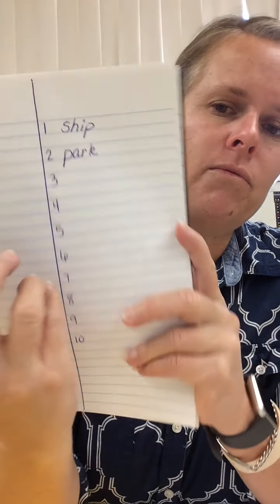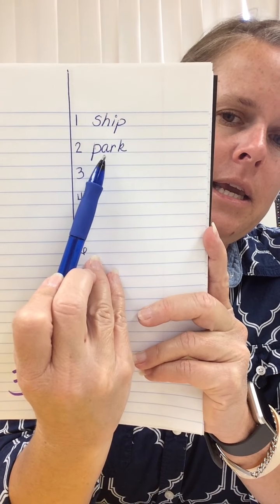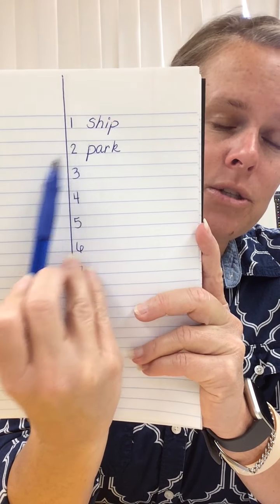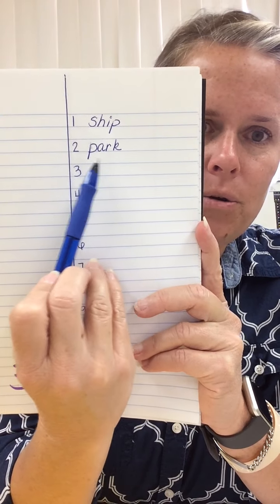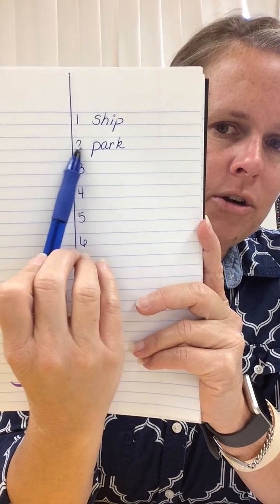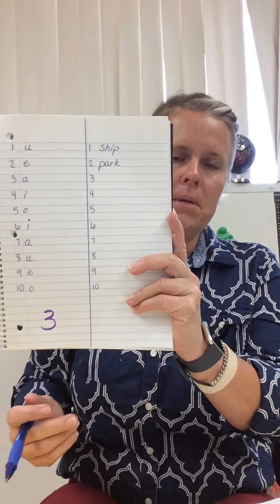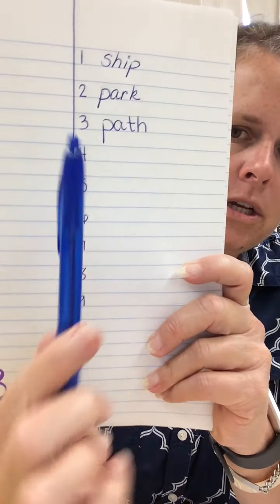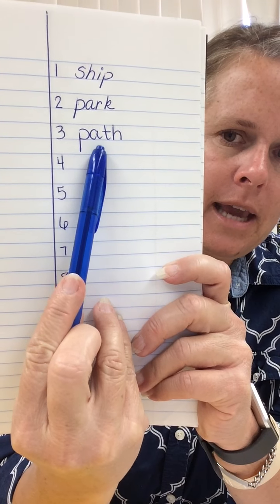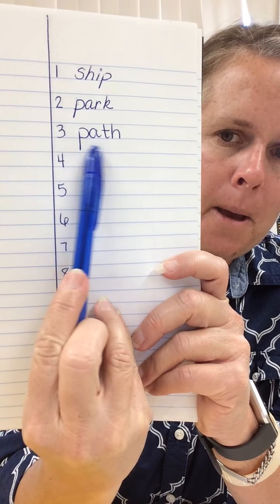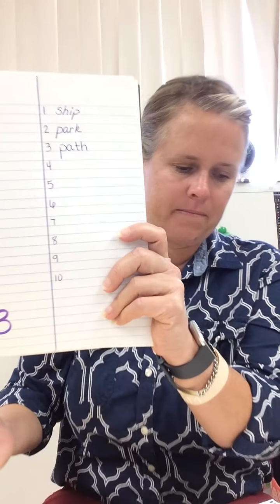Number 2 was the word park. So you would write P-A-R-K. So if you got that correct, then you get a point. If not, you put your color and you put an oops there, okay? P-A-R-K. Next word is path. Path. So you would have P-A-T-H. Path.